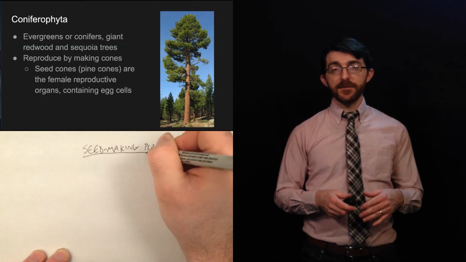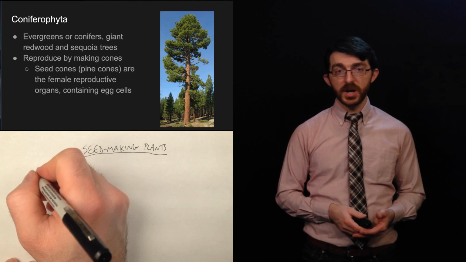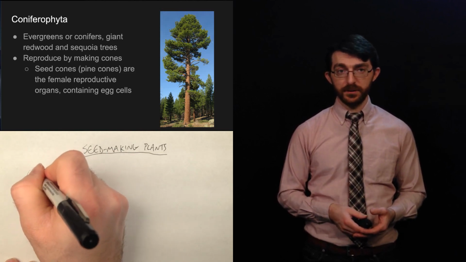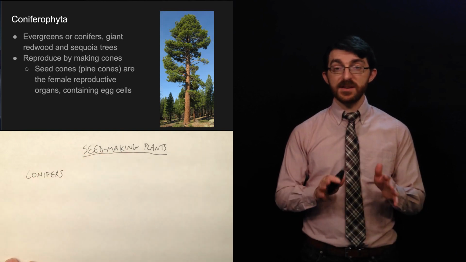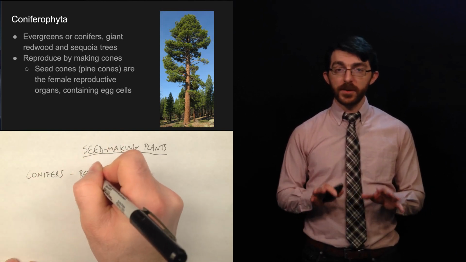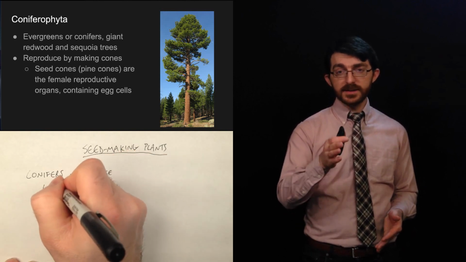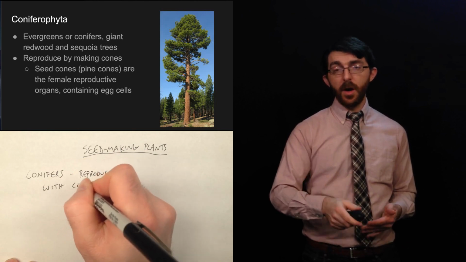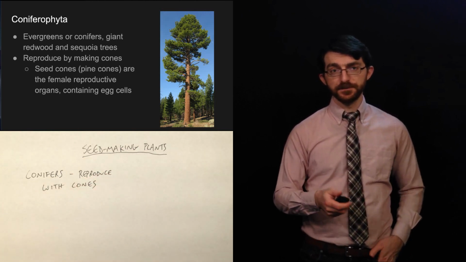So Coniferophyta. Those are evergreens or conifers, giant redwood, and sequoia trees. They reproduce by making cones. So seed cones, like pine cones, they are the female reproductive organs, and they contain egg cells. It's actually the pine cones which are the reproductive part of conifers and pine trees.